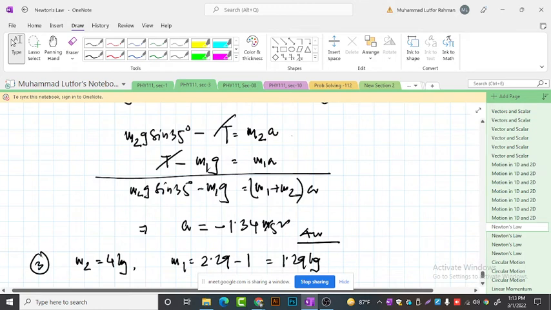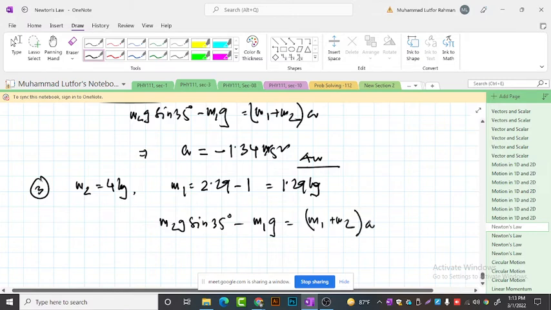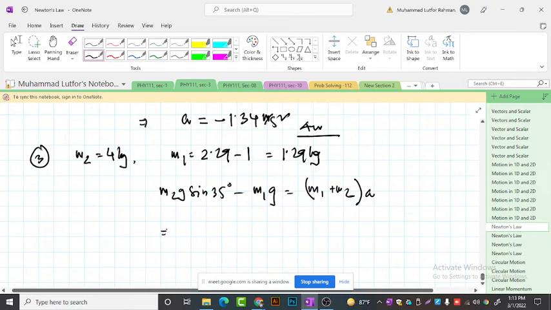In that case my equation would remain the same. I will write down M2g sin 35 degrees minus M1g must be equal to (M1 plus M2) times a. I'm writing it down at a time. If I use the same equation for this case and plug in the values, you will find a would be plus 1.86 meter per second square.